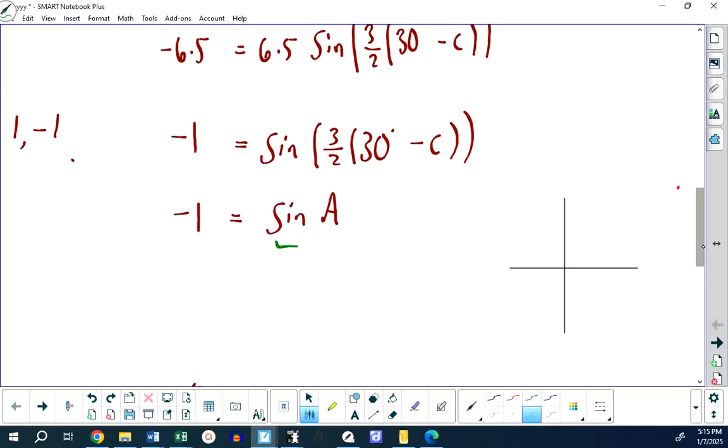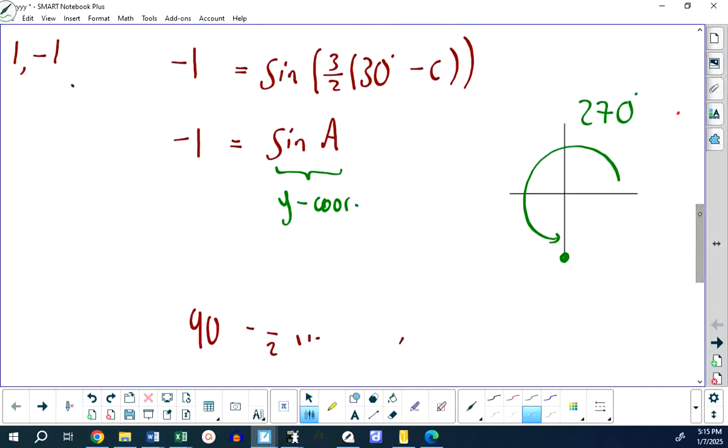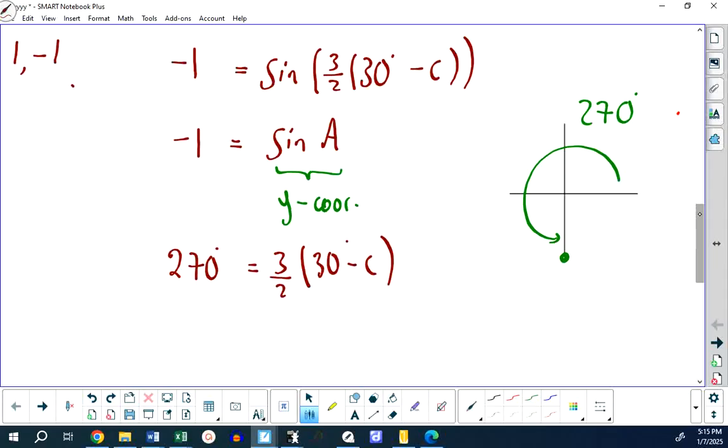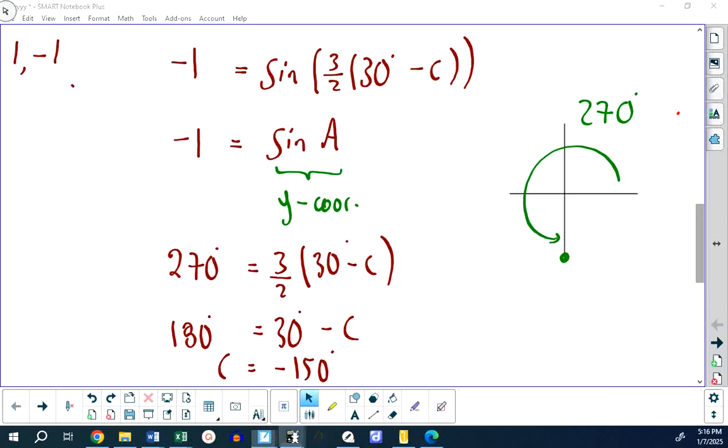Well, again, it's the y coordinate that's the sine. And that will be this point here. And here's where you have options, and you're going to get slightly different answers depending on the option you choose. We could certainly say that the angle is 270 degrees. And if you do, that means 270 degrees is 3/2 times 30 minus c. If I multiply 270 by 2 and then divide it by 3, what I end up with, I believe, is 180 degrees equals 30 minus c. And that means c is going to be negative 150 degrees. 30 minus 180. I'm not going to write out the equation, but everything else would be the same.